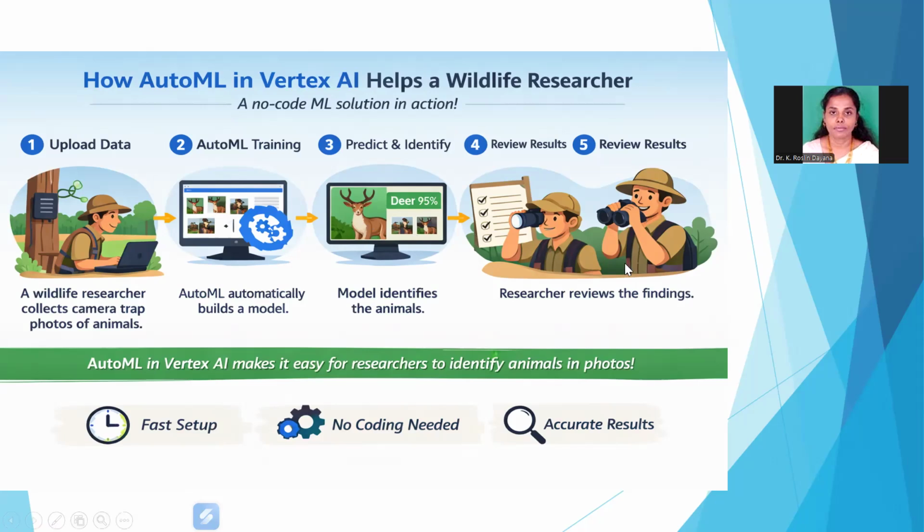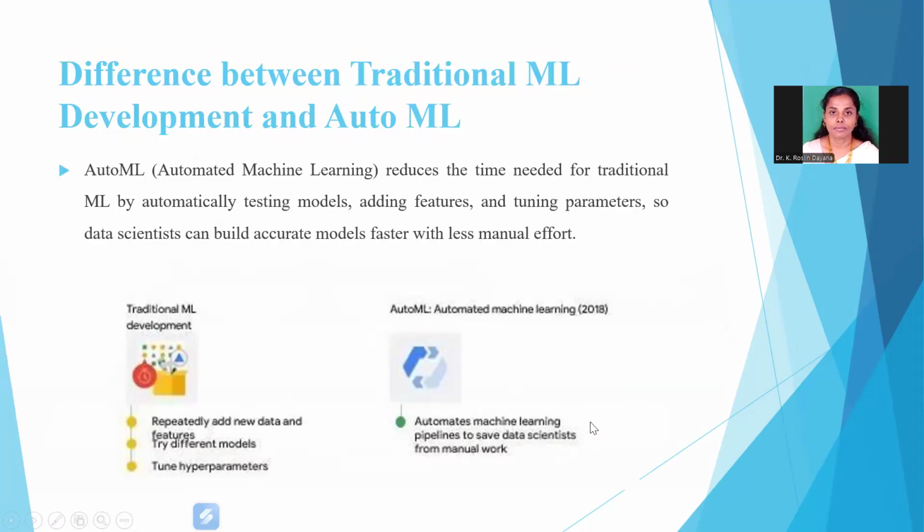So the researcher reviews the findings. So he can easily track where that particular animal is, what animals are available in that particular place, everything. So fast AutoML in Vertex AI makes it easy for researchers to identify animals in photos. Fast setup, no coding needed, accurate results will be there.